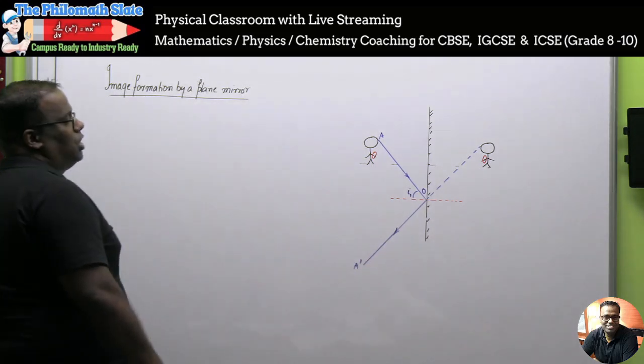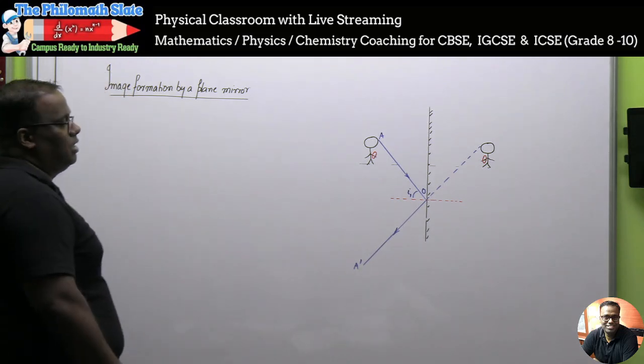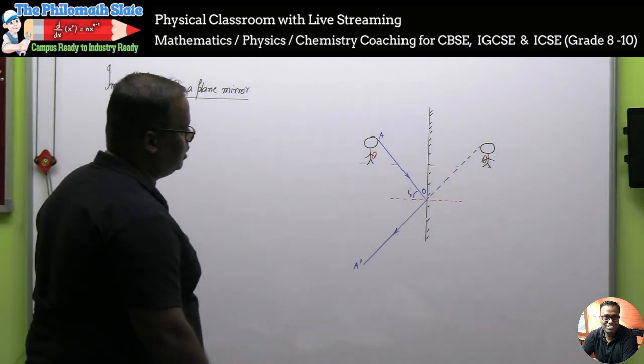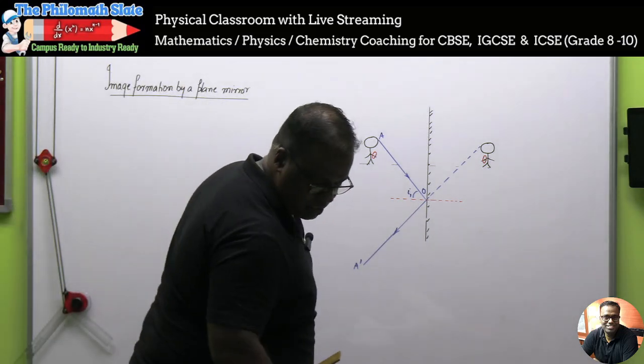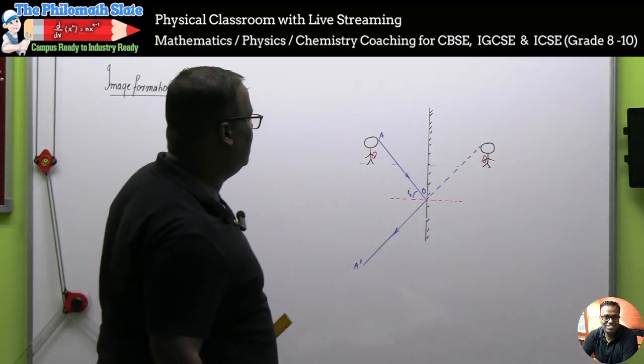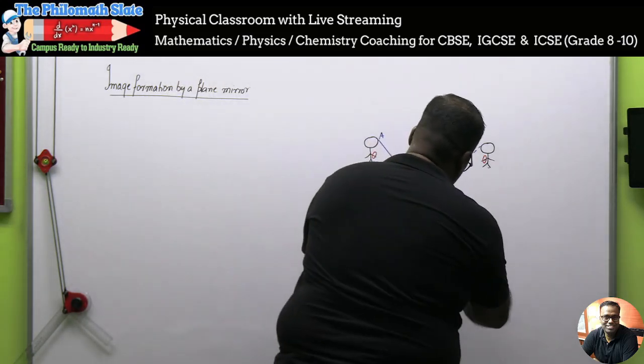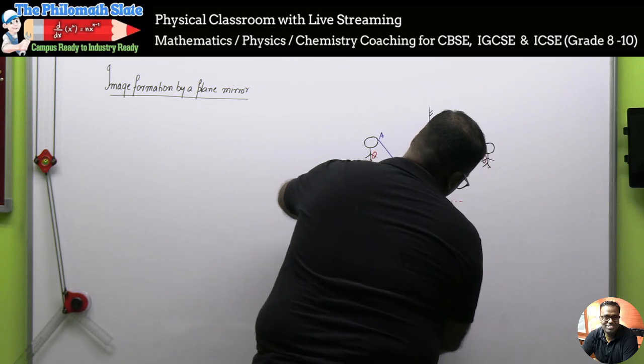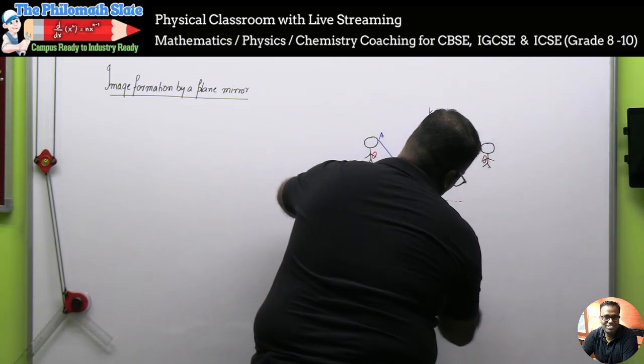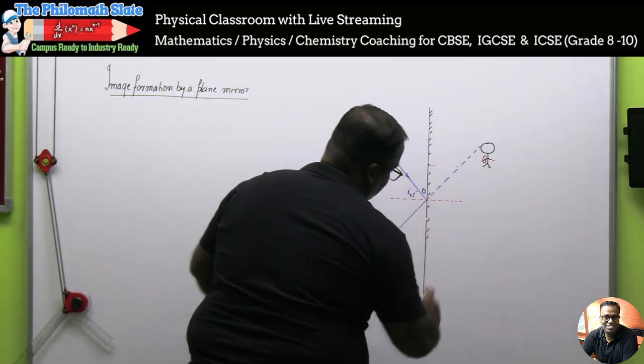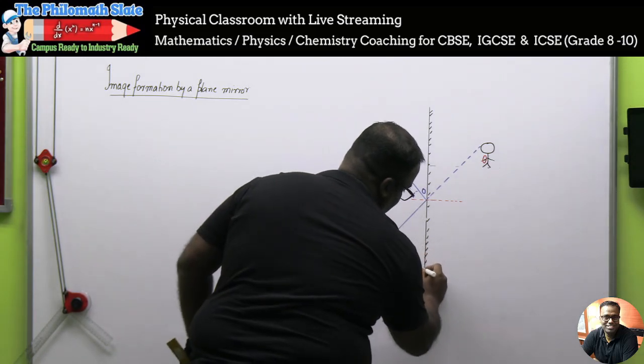AO is my incident ray and OA dash is my reflected ray. ठीक है. आप समझिए, थोड़ा सा अलग बनाने से भी कोई प्रॉब्लम नहीं है. You're just trying to make it, otherwise book and all will draw with one small ball. मैं इसको इंटरेस्टिंग बनाने के लिए ऐसा किया.